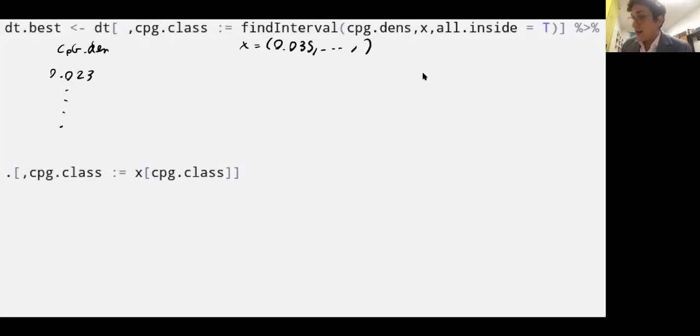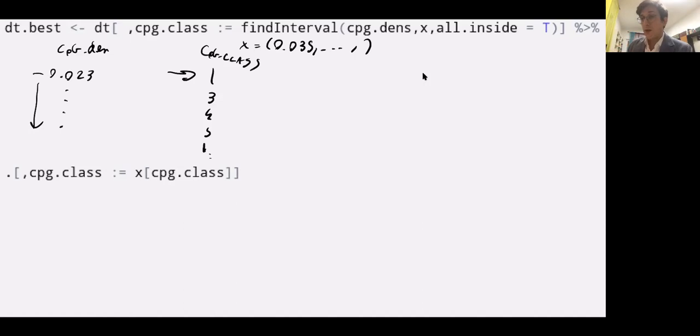This findInterval is basically telling us, for each of these rows of the CpG density, where this value goes in X. So for example, for this 0.023, the function will give you the value 1, because it tells you that 0.023 is in the first bin. And so you will get a new column, which will be 1, 3, 4, 5, I don't know, 1 again, etc., which tells you, for every value of the CpG density, which bin it is in.